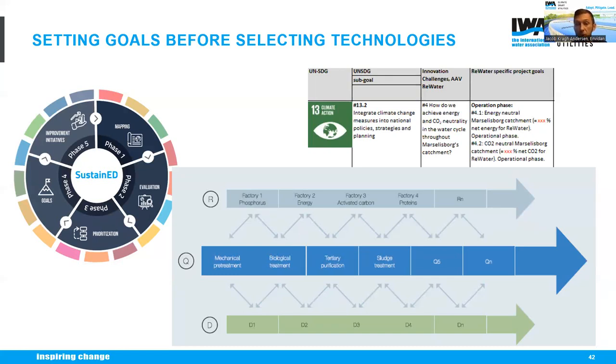And one of the goals I showed in the top right hand corner, setting a goal especially for CO2 reduction. So this one says, how do we achieve energy and CO2 neutrality in the water cycle throughout Marselisborg catchment? So trying to be much more specific on what we actually want to achieve. And when we have that goal set, then we can start to implement different technologies to see if we then can live up to these goals. And that's, as I said, an iterative process, because you might not always get what you want by implementing certain technologies. Maybe you need to go back and rethink or see if you can implement something else or do some optimizations in the systems.